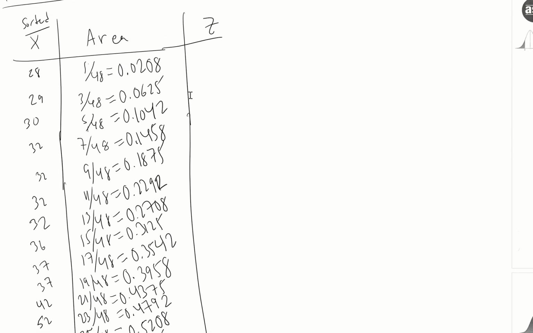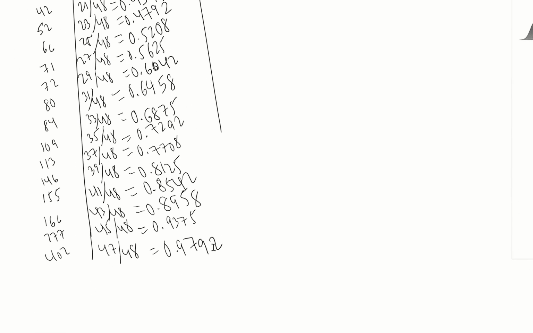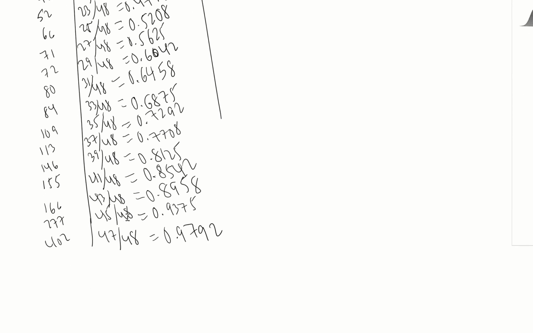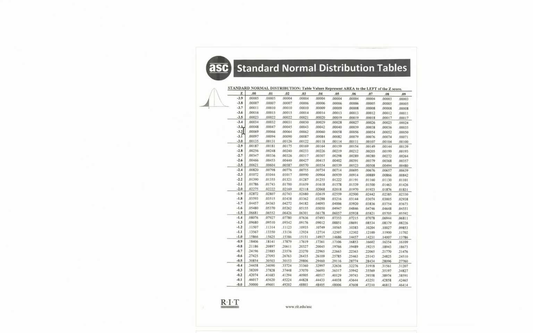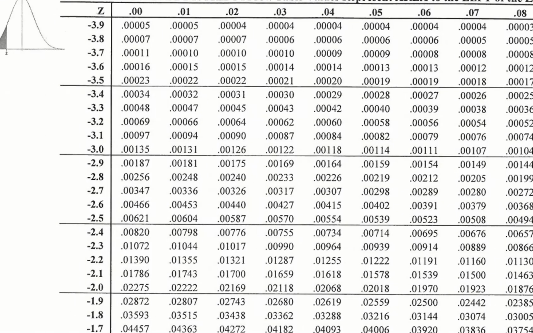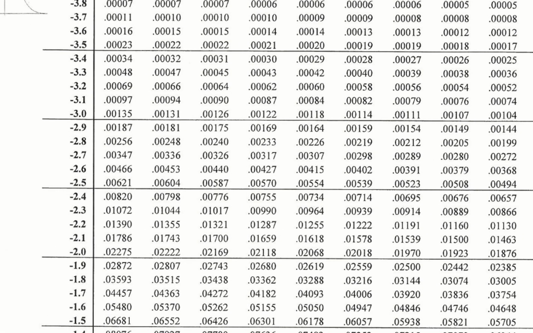I went ahead and wrote down all the values up to 47 out of 48 and converted them to decimals. So 1 divided by 48 is 0.0208 and so on. Now we convert these areas to z-scores. We need to get as close as we can to 0.0208 on the area in the standard normal distribution table.